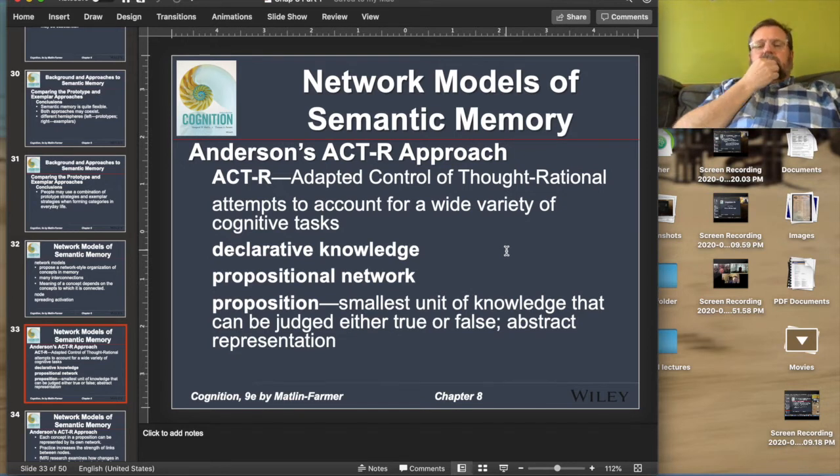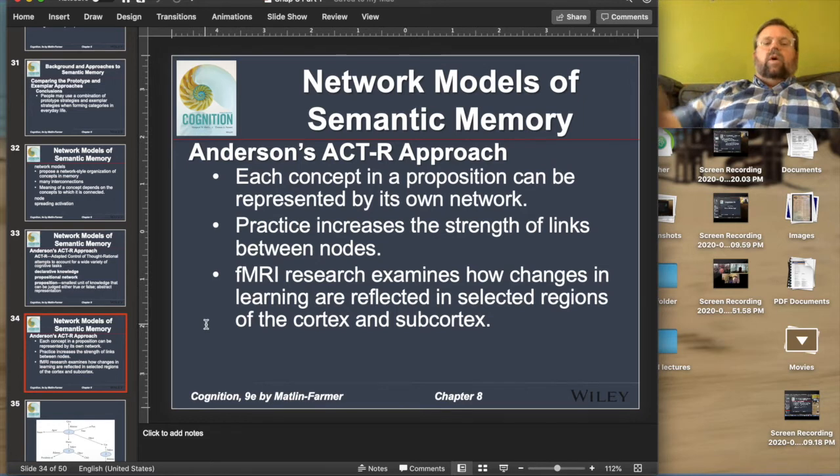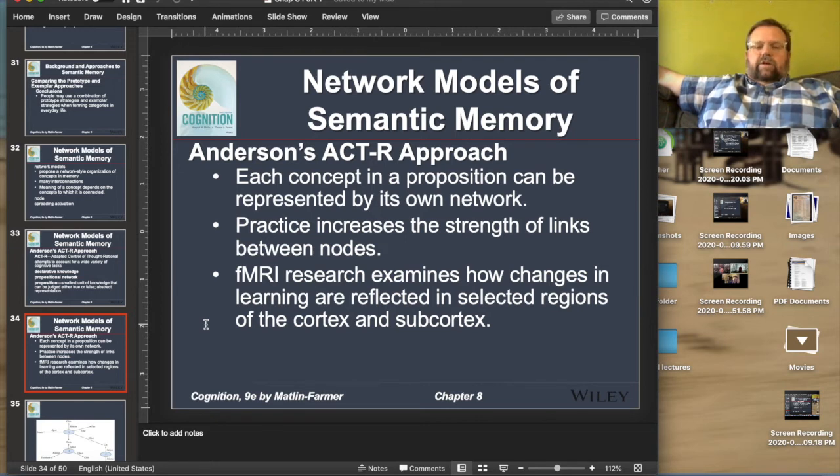So declarative knowledge would contain some amount of propositions, but declarative knowledge is also about basic meanings that we have. But if you think about at least part of those meanings, it's also about certain kinds of propositions. And so the propositions are determined to be true or false based on their place within the network. So according to Anderson's ACT-R approach, each concept is a proposition that can be represented within its own network.